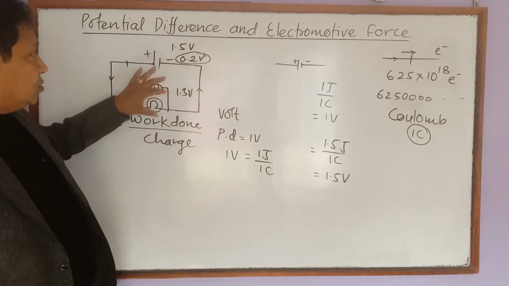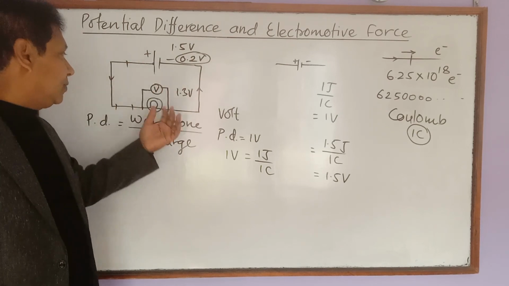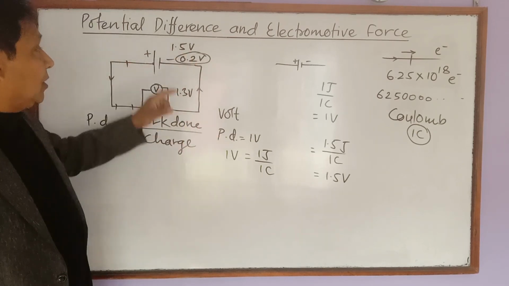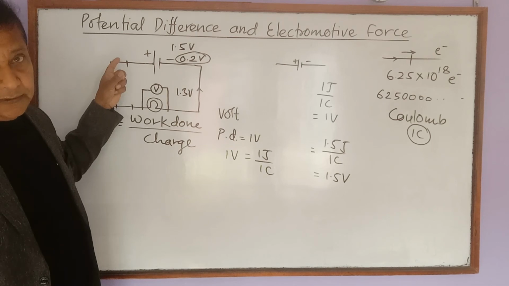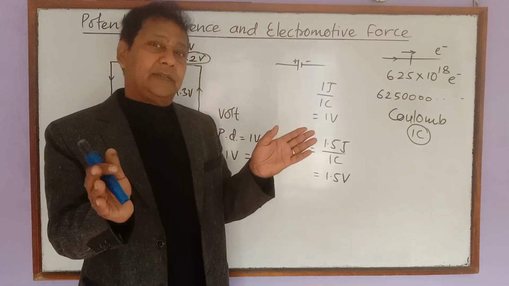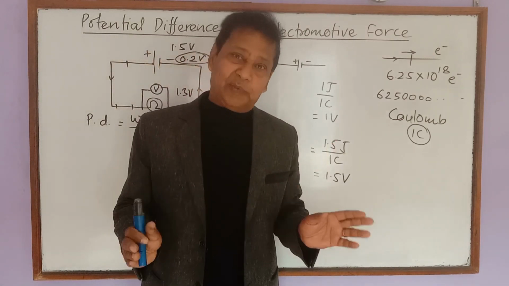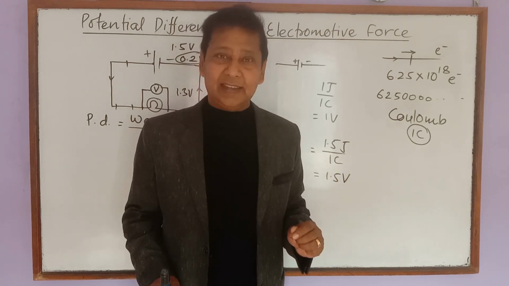Here, work is done in two different sides. One is inside the cell, another is outside the cell. Total potential difference is equal to EMF. This way, EMF and potential difference can be differentiated. Okay, this was for today.